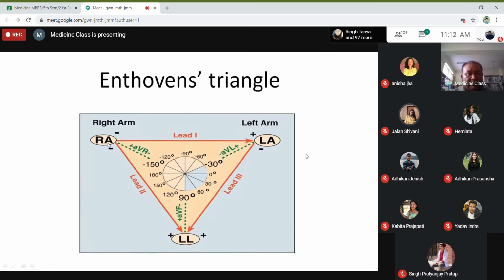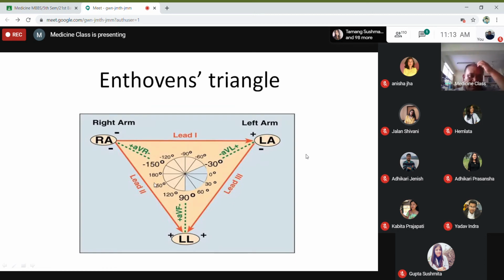Right arm, if it is joined with left arm, then it's called lead 1. Right arm with left leg, it's lead 2. Left arm with left leg, then it's lead 3. So lead 1 is both the arms, lead 2 is right arm with left leg, and lead 3 is left arm with left leg.